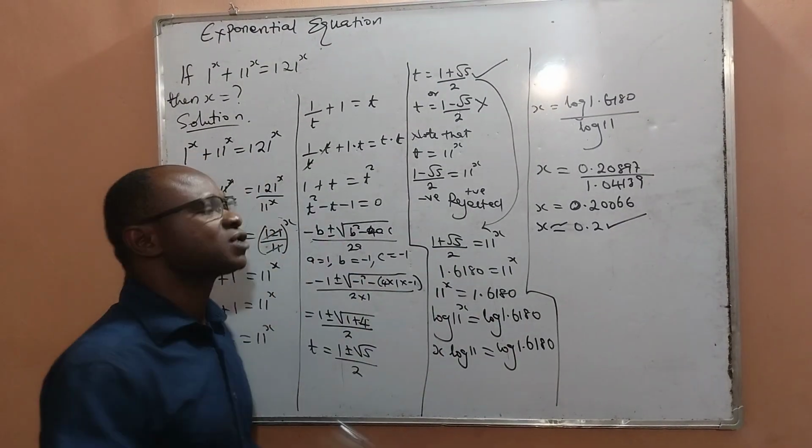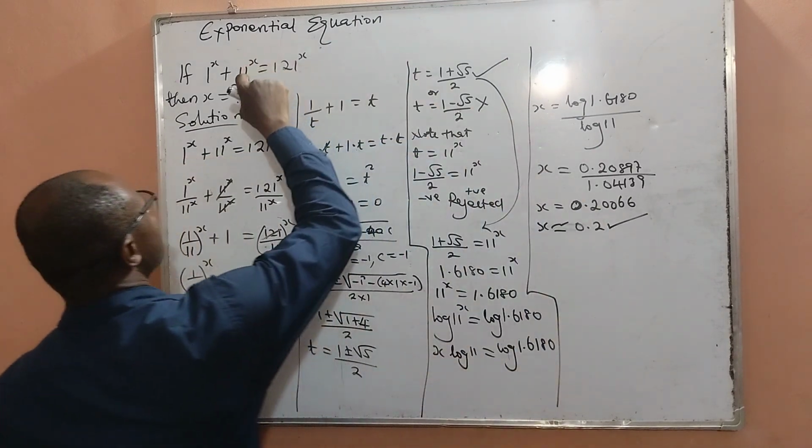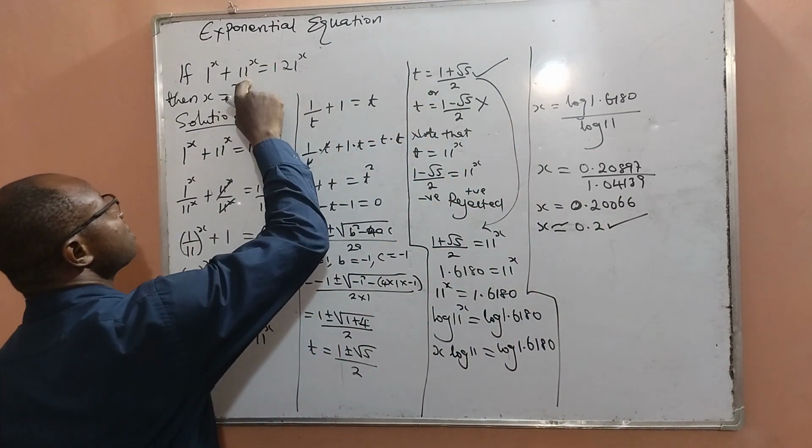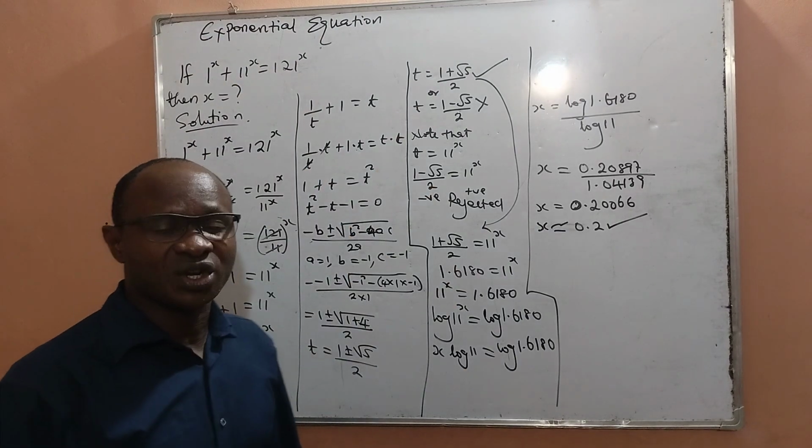Meanwhile, the task I want to give you is to replace the value of x at 0.2 in the given original question, so that you see if the right hand side and the left hand side are going to be the same.